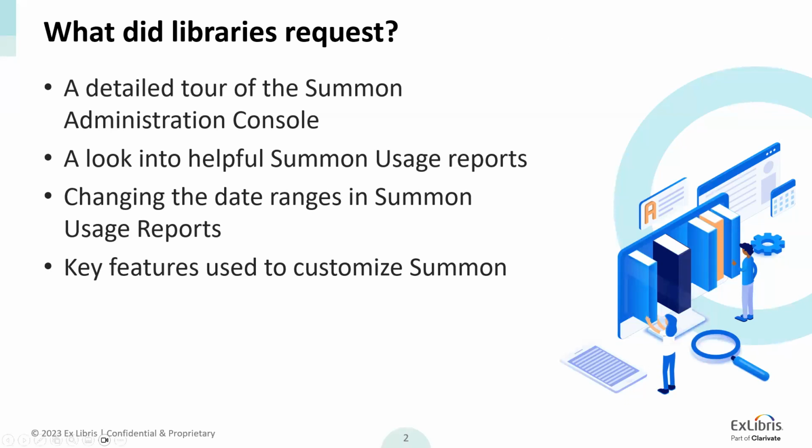So what you guys requested was a detailed tour of the Summon Administration Console, a look into some helpful Summon usage reports, and also with those reports, how can we manipulate the date ranges with them? And also, what are some of the key out-of-the-box features that you can use to customize Summon for your library?